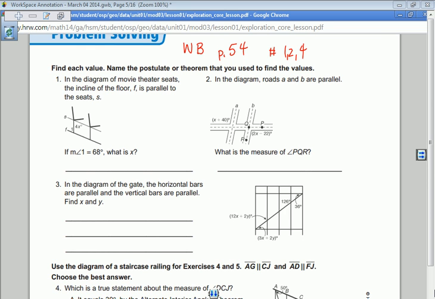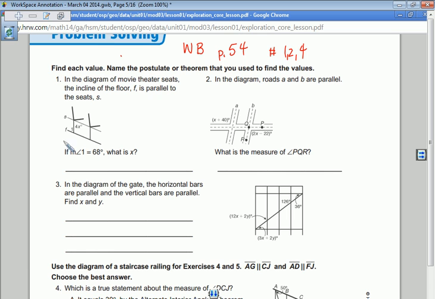Recording. Okay. So, after we did our warm-up, we took a look at our homework, and those are posted on the notes online. And now we'll look at these problems in your workbook on page 54.